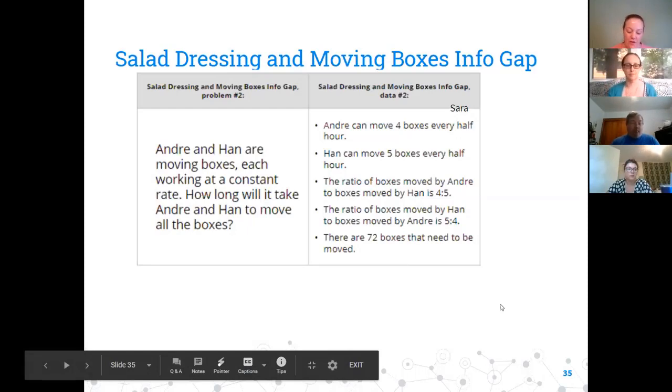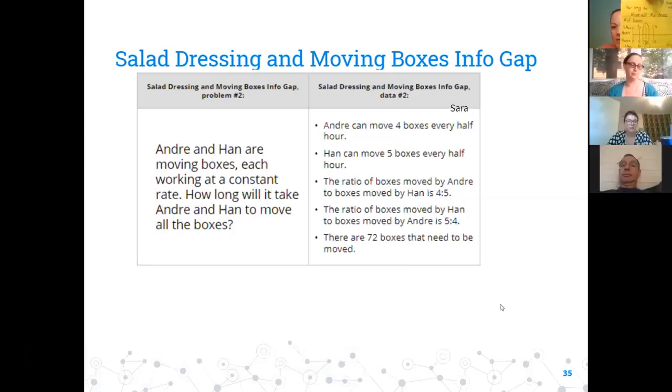Okay, thank you. So I had my notes up here and I'll show it up. I put just a little scribble of keywords I heard whenever you were asking questions, so it would help me figure out the question. But then I knew from my card that Andre, every half hour, he moved 4 boxes. And so I created a double number line, the half hours along the top and the number of boxes on the bottom. And I got to 1 hour, he can move 8 boxes. So that was Andre. And then I went to Han and made another double number line and did the same thing. And I found that at 1 hour, he can move 10 boxes.